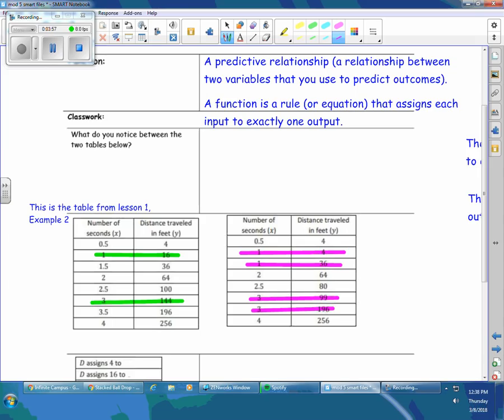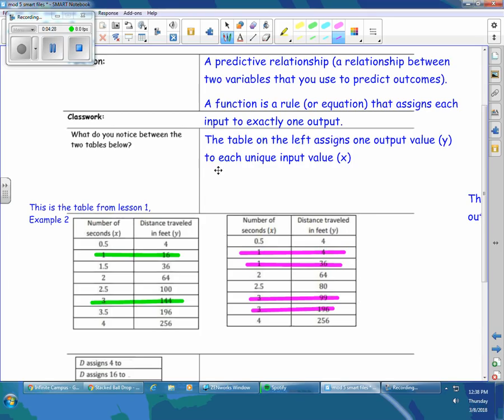Which table would I use to make an accurate prediction? Exactly, the table with only one output for every input. So each input has to have one and only one output. Here we have an input, or an x, of 1 twice, and it's assigned to 2 different numbers. That doesn't make any sense. I can't use that table to predict anything with any accuracy. So the table on the left assigns one output value, those are our y values, to each unique input value. That's our x value. So the inputs are our x's, the outputs are our y's.